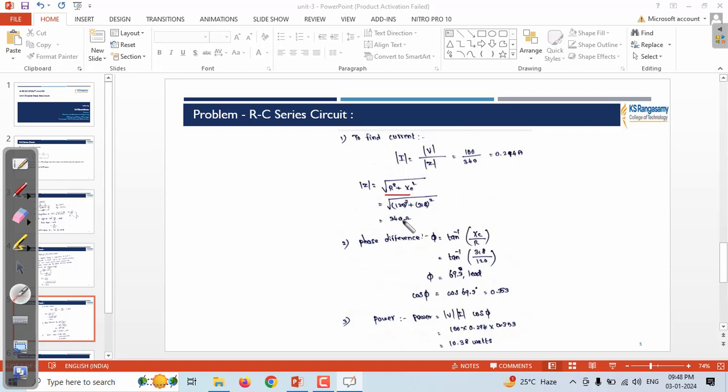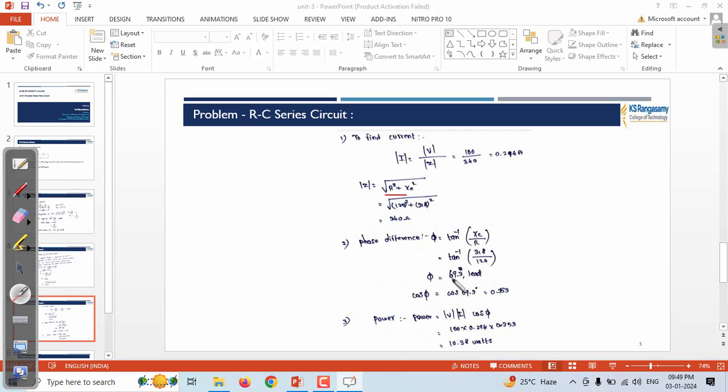So next is the phase difference, that is tan inverse XC by R. We calculated XC as 318 and the R value is given as 120. Substituting the two values, we will get 69.3 degrees leading. The phase difference is 69.3. Next, we have to calculate the power, and the formula is V I into cos phi.